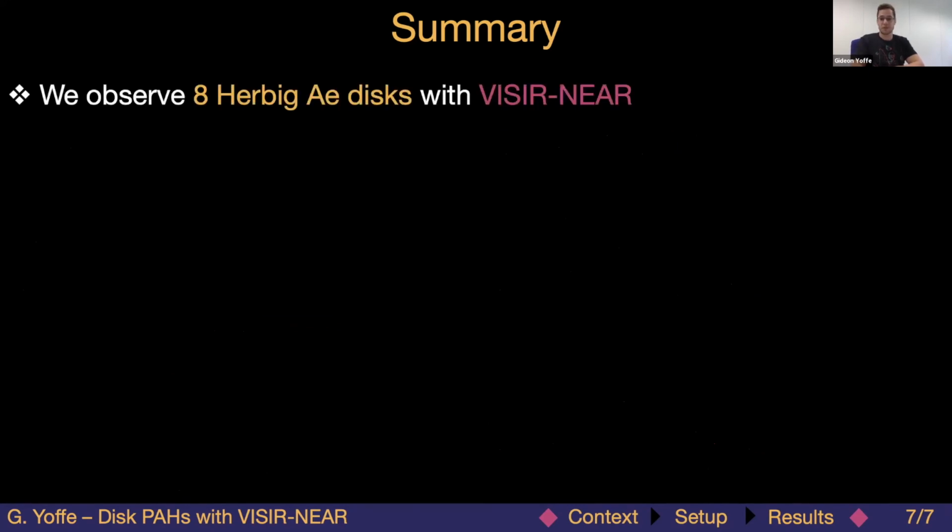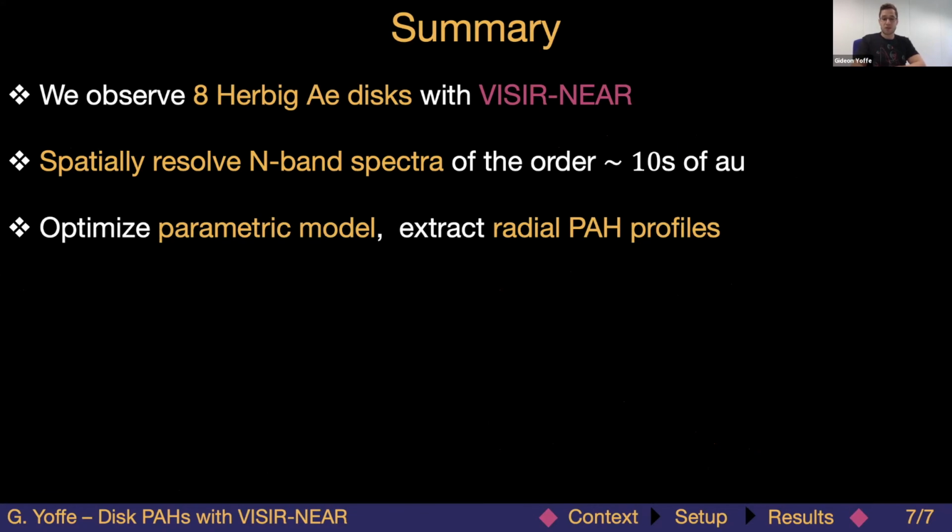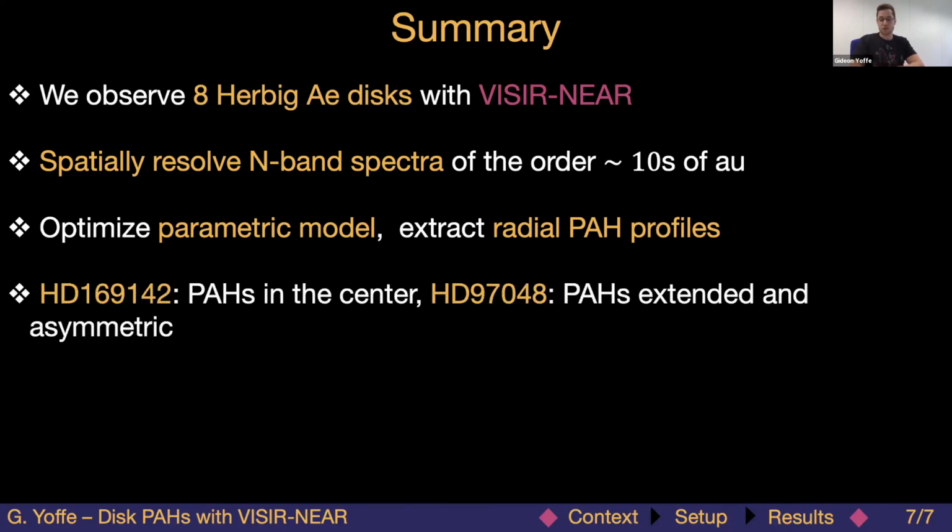And with that, I'd like to summarize. In our study, we observed 8 Herbig Ae disks with VISIR-NEAR as a long-slit spectrometer. From these observations, we spatially resolved N-band spectra with a resolution of the order of tens of AU. We optimize these spectra for their constituents, including 4 PAH emission bands, and generate radial PAH profiles. We present preliminary results for 2 objects, HD 169142, whose PAHs are concentrated in the central region, and HD 97048, whose PAH emission is extended and exhibits radial asymmetry.